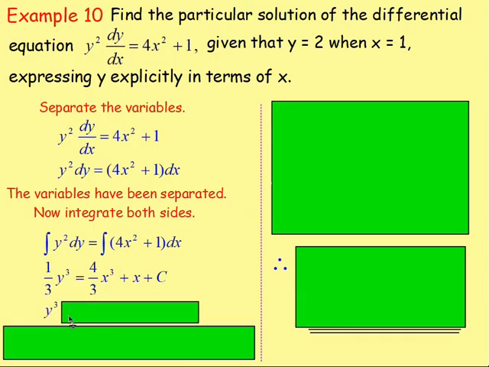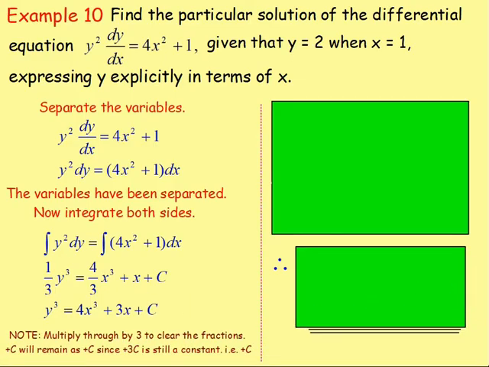So if you do that, well, you will end up with 1y cubed. That will equal 4x cubed plus 3x plus, good, it's going to stay as c. Remember, c is just a constant. If you multiply the constant by 3, it's still going to be just a constant, so you can leave it as plus c. That there is your general solution. I suppose you could rearrange it to get y equals, but we've got this plus c.